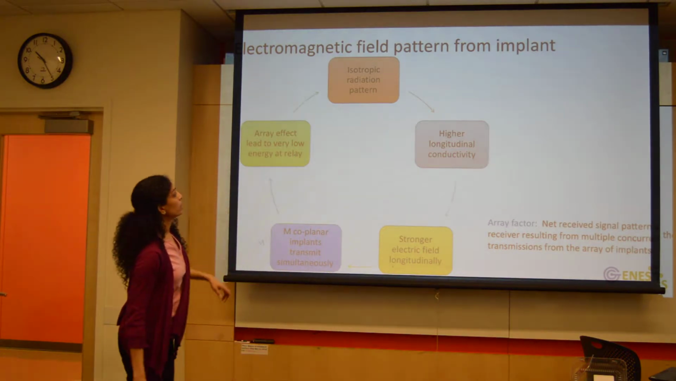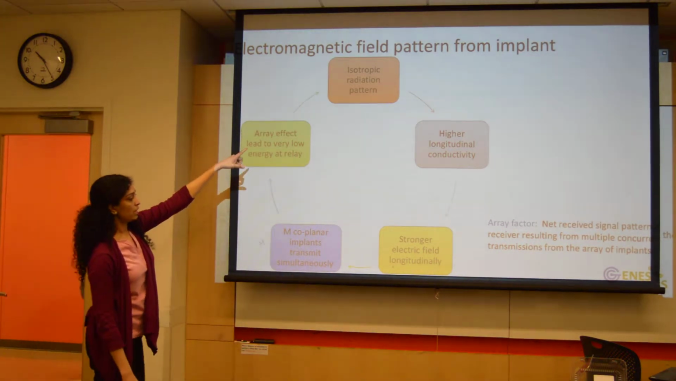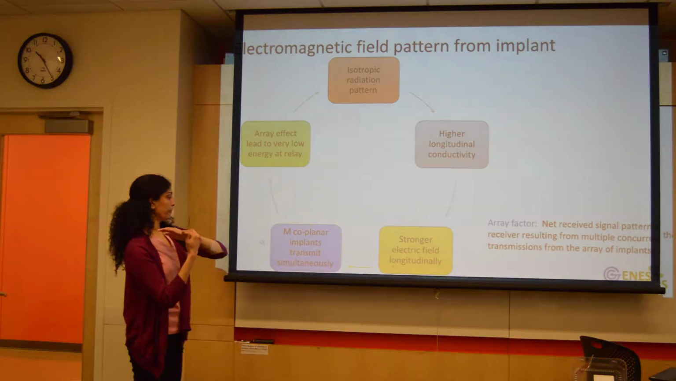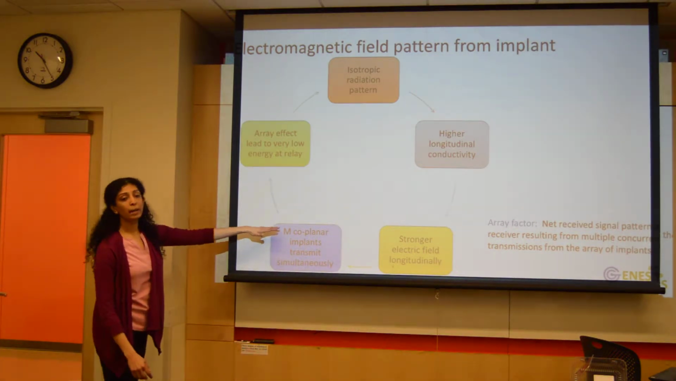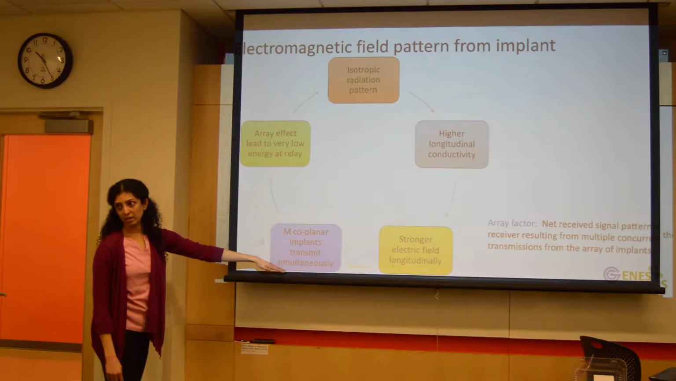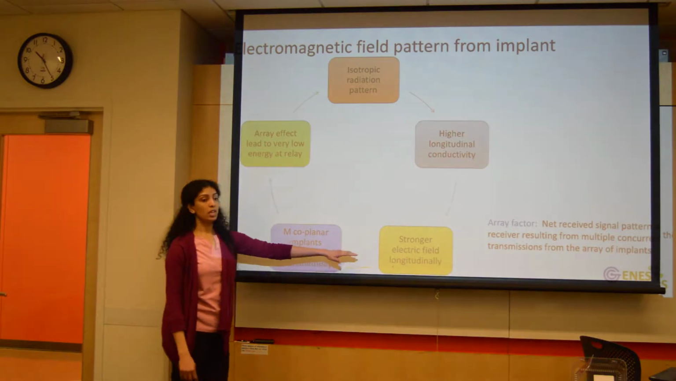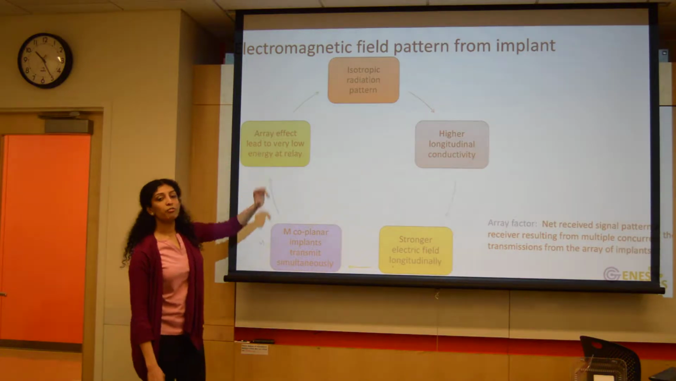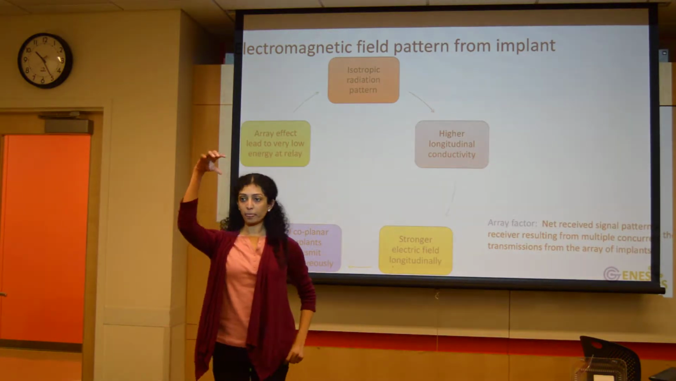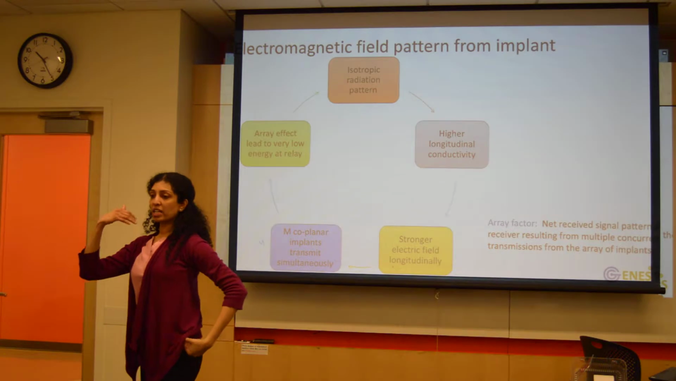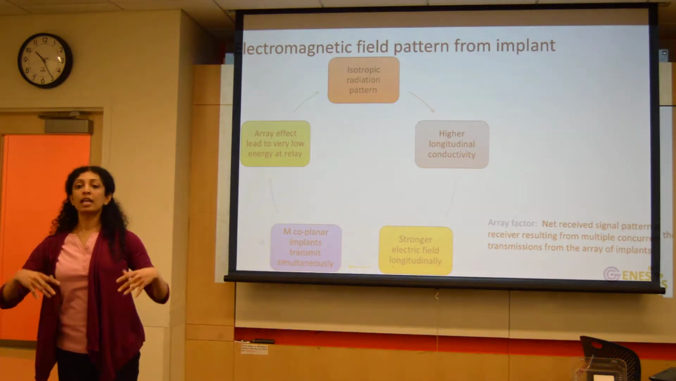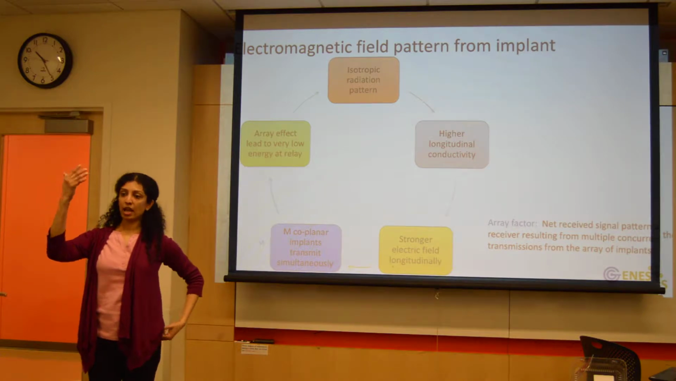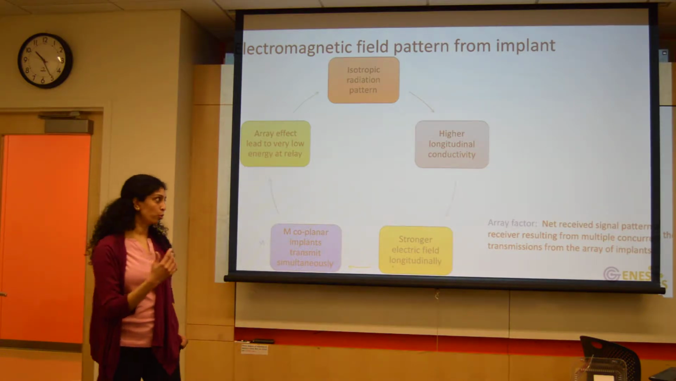But it will be minimal in this direction. So here, the isotropic radiation is actually creating a stronger electric field longitudinally, and if there are M implants transmitting simultaneously, this effect is going to be even stronger. So this array effect gives very low SNR at the relay. As a result, we will be transmitting more power from the implants, causing more interference, but the SNR is going to be maintained at almost the same level. There won't be much improvement.